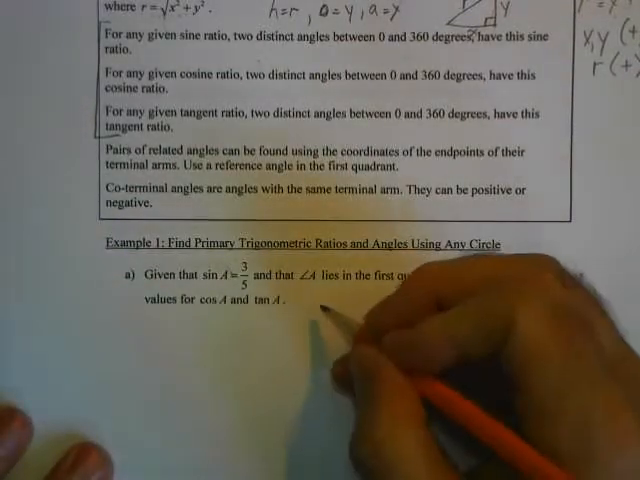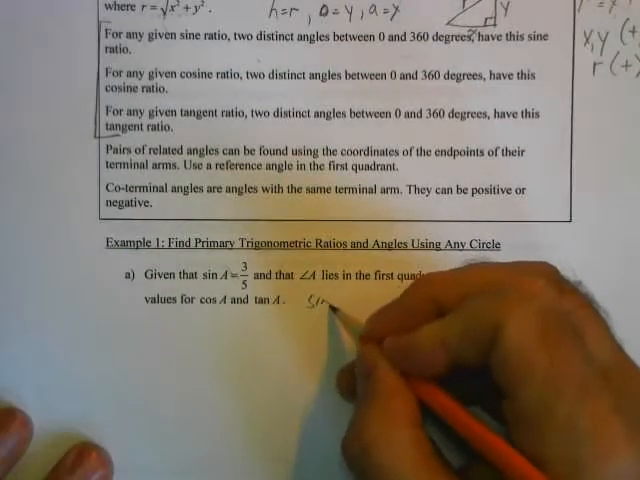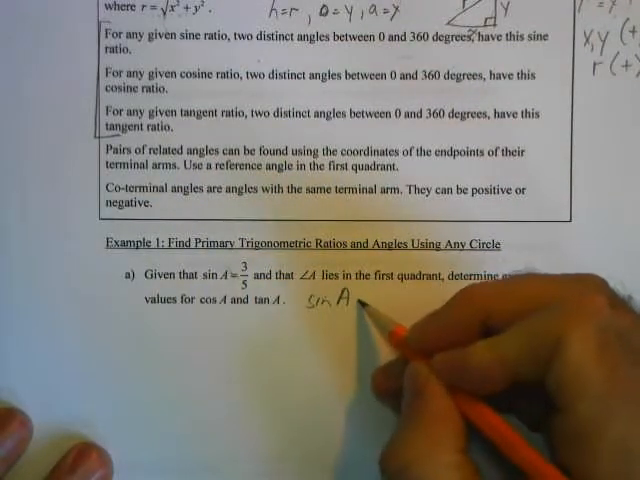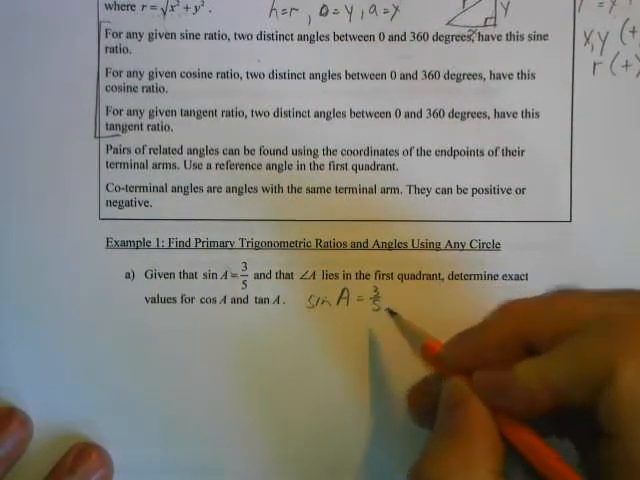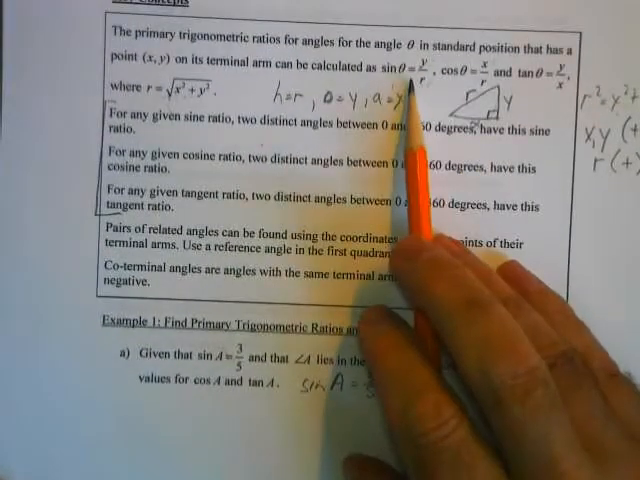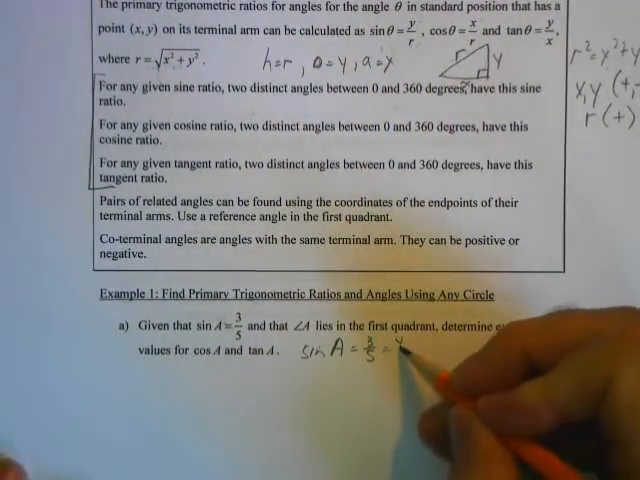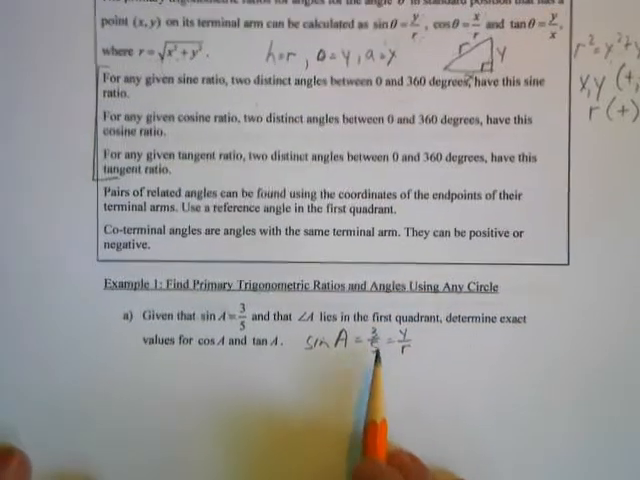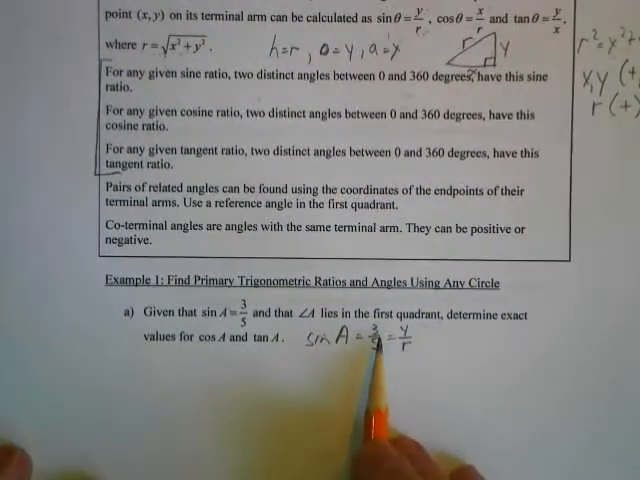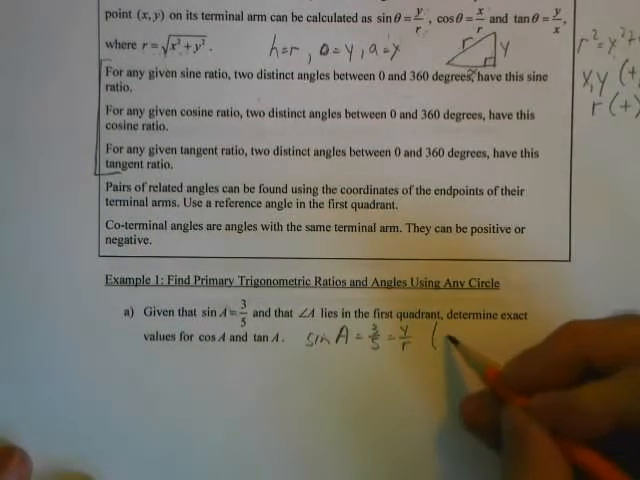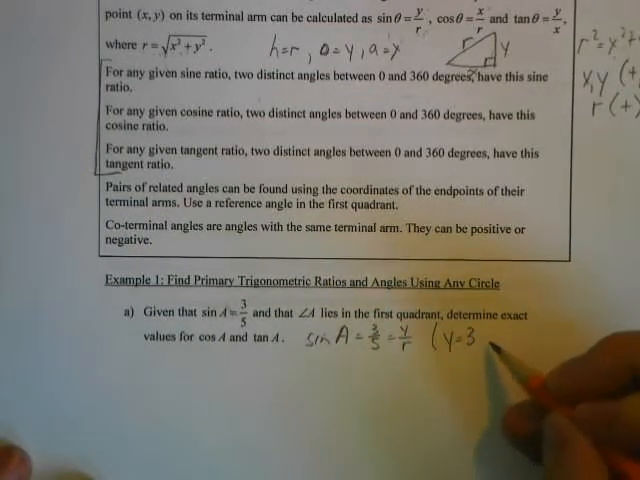Okay, so the first thing I'm going to do is write out the ratio they gave us. Sine A equals 3/5. Well, we know sine, if we go back to here, the sine of an angle is y over r. So if I write y over r right beside that, that actually tells us two of the three values right off the bat. So it tells us that y is equal to 3, and it also tells us that r is equal to 5.